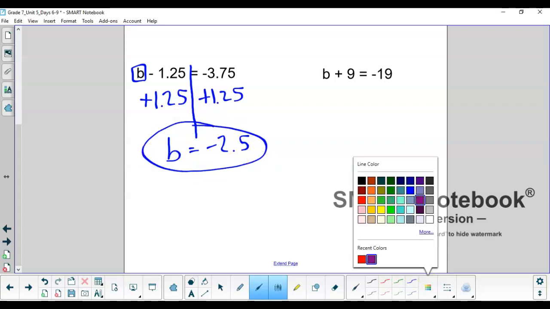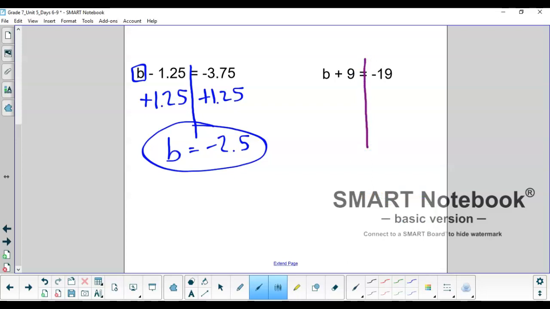And then finally, my last example, again, b plus 9 equals negative 19. Break it into a left side, right side, locate that variable b. What's being done to that variable? It's being added by 9. So the inverse or opposite would be to subtract 9 to get the 9 to go away. Negative 19 minus 9 in a calculator would be equal to negative 28. Final answer.